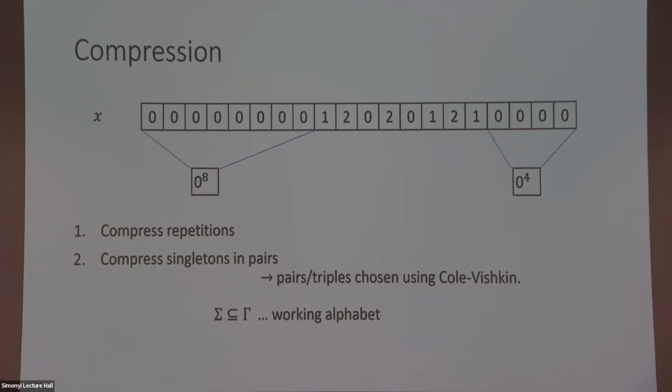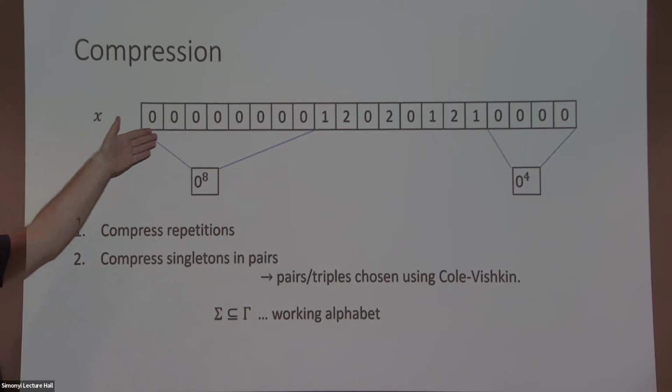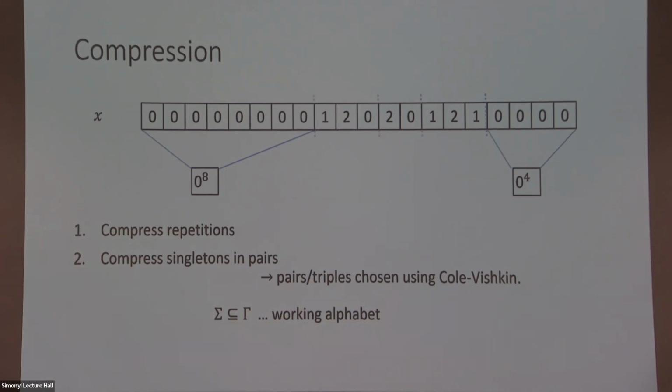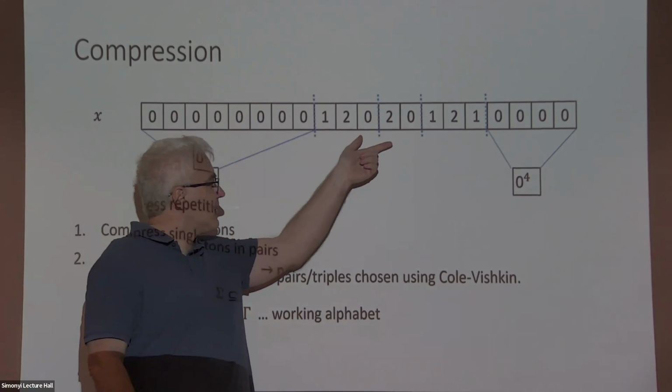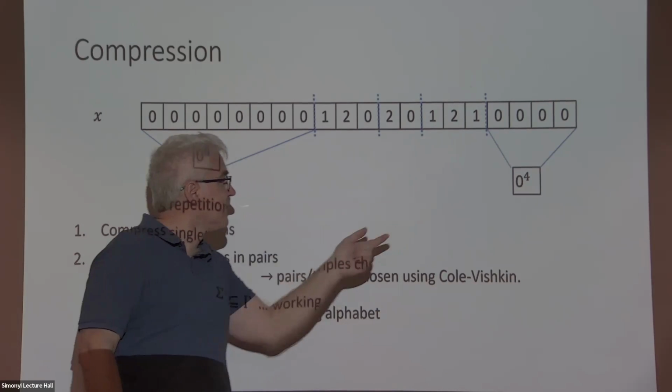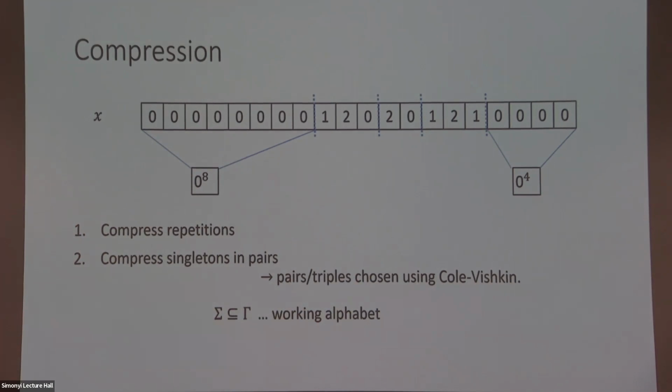And basically that handles these long stretches of zeros. Now I need to handle also the parts which are like singletons. So the singletons, I need to break into pieces and compress those pieces. How am I going to do it? Well, I want to group them together and then compress each part. I'm going to couple them into pairs or triples.